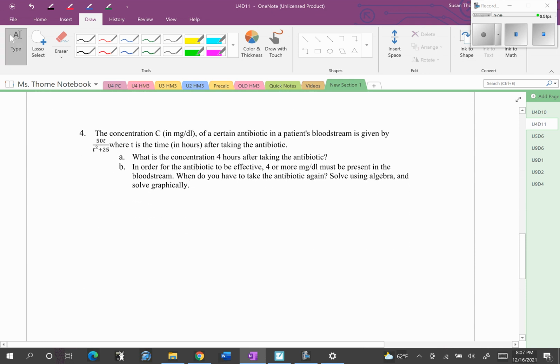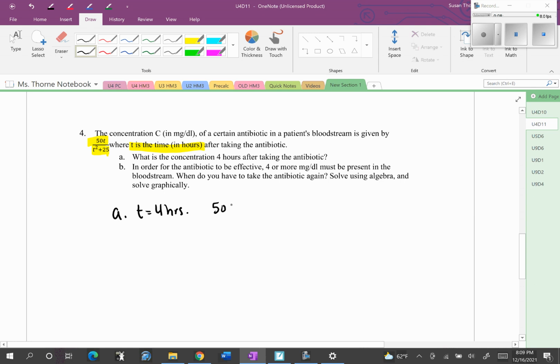All right, so the last one. The concentration C in mg over dl means milligrams over deciliters. So if a concentration of an antibiotic in a patient's bloodstream is given by this equation, where t is the time in hours after taking the antibiotic. Question A says, what is the concentration 4 hours after taking the antibiotic? So that means we're doing t is equal to 4 hours. So we're just plugging that in for t into our equation and solving.